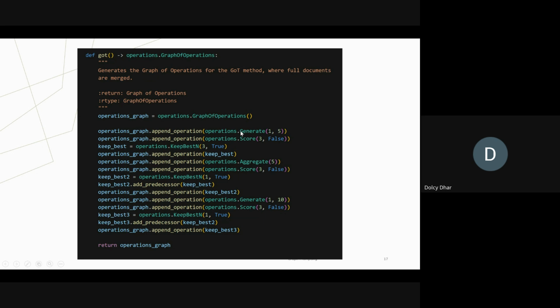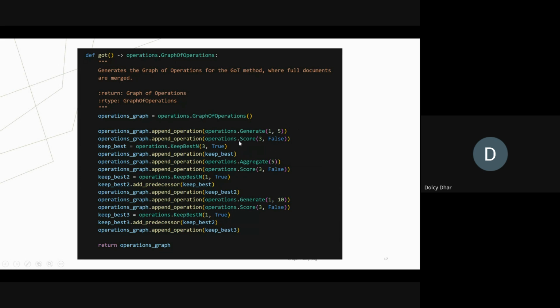The first operation is that the LLM has to generate 5 responses depending on whatever the question is. Here the example is where the full documents are merged. So first, 5 generations of the answer. Then scoring would be done on those 5, and the top 3 would be chosen. Then from those 3, you choose another best, and then again you aggregate. So these are complicated flows of information. You can see multiple things are happening at every step.